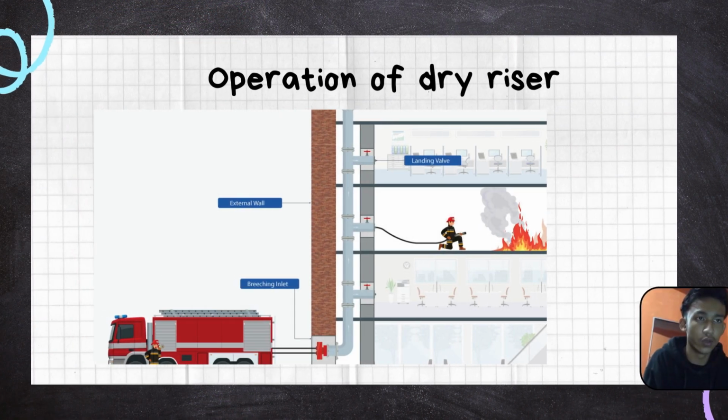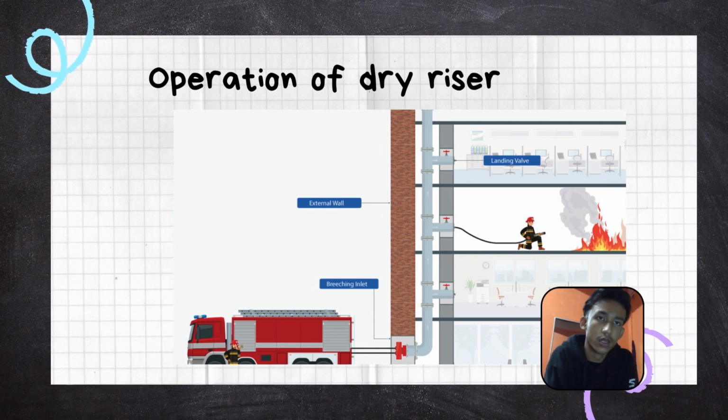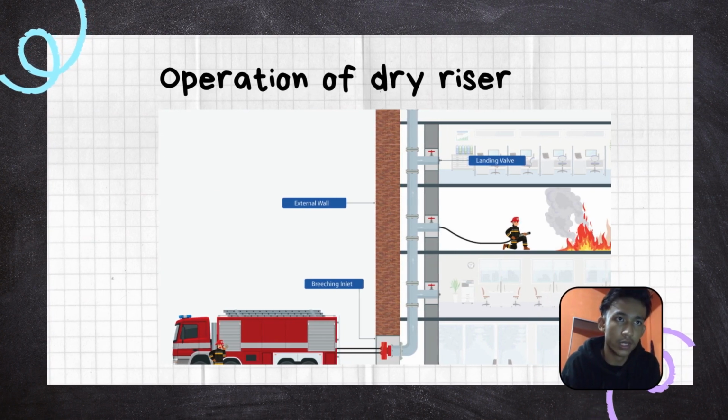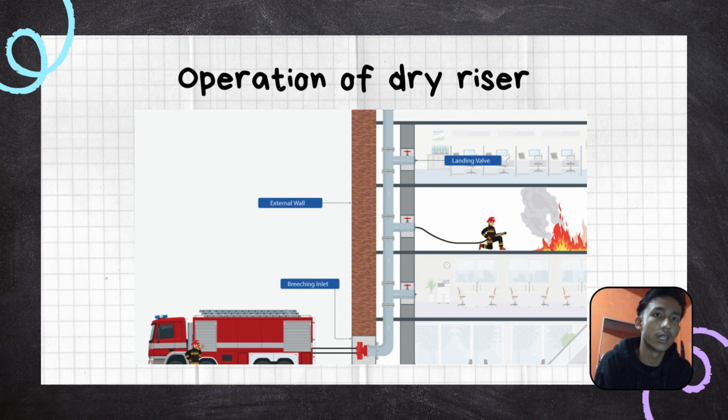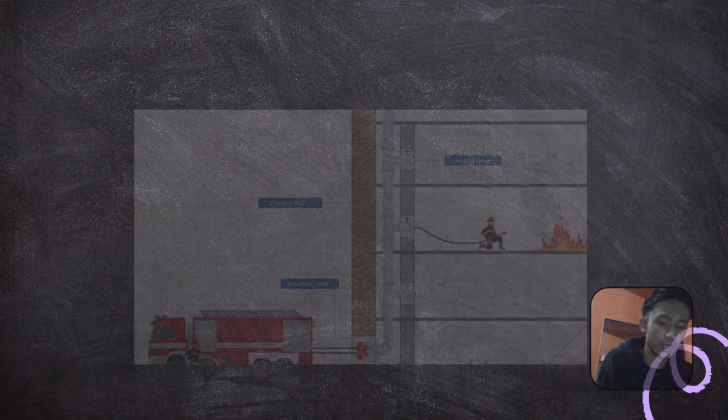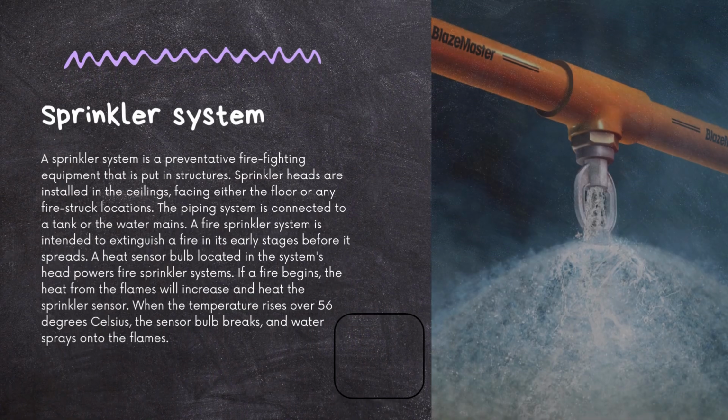This picture shows the operation of a dry riser. As we can see, to use a dry riser, firefighters simply connect the hose on the fire engine to the inlet valve located on the ground floor of the building. This makes it possible for them to pump pressurized water up the building through the system's vertical piping. The firefighter can then attach a shorter hose to one of the outlets nearest to the fire on any level of the building. Okay, next, the sprinkler system.